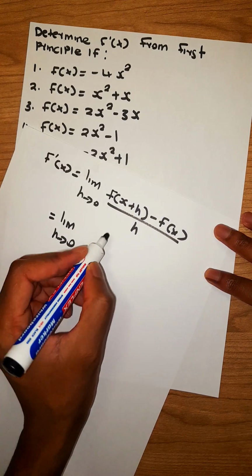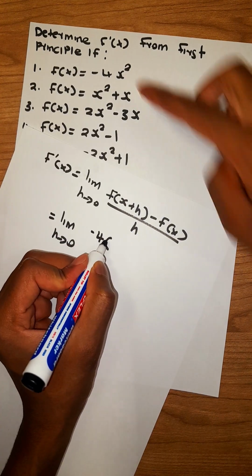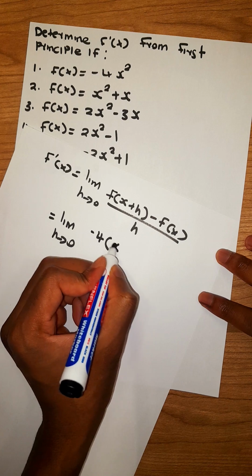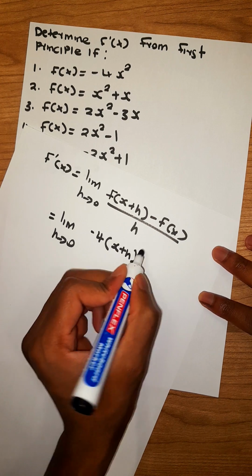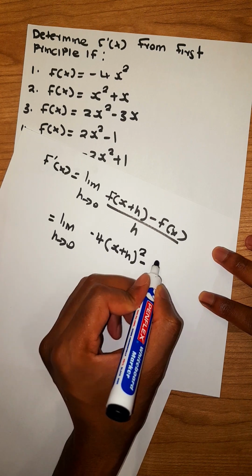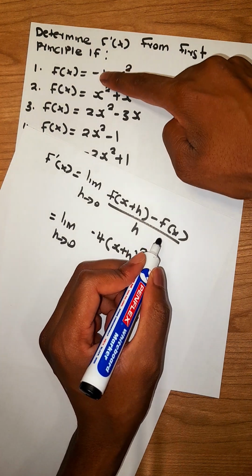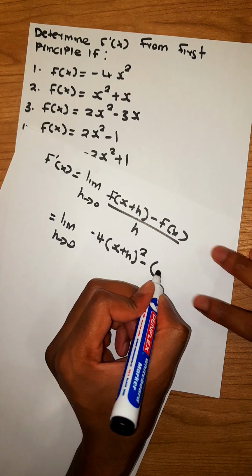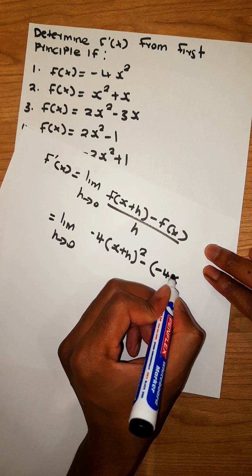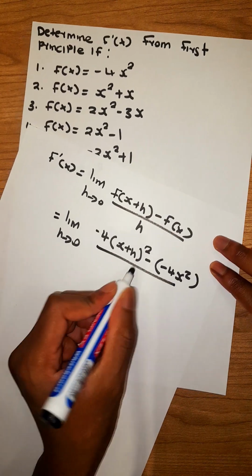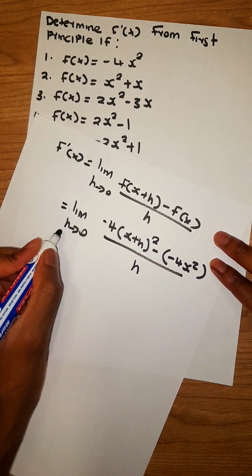I'm having minus 4. So where there's x, I'm going to substitute x plus h, and then I square them. Then I minus f of x. F of x is minus 4x squared. I'm going to have minus minus 4x squared, and then I'm going to divide this entire thing by h.